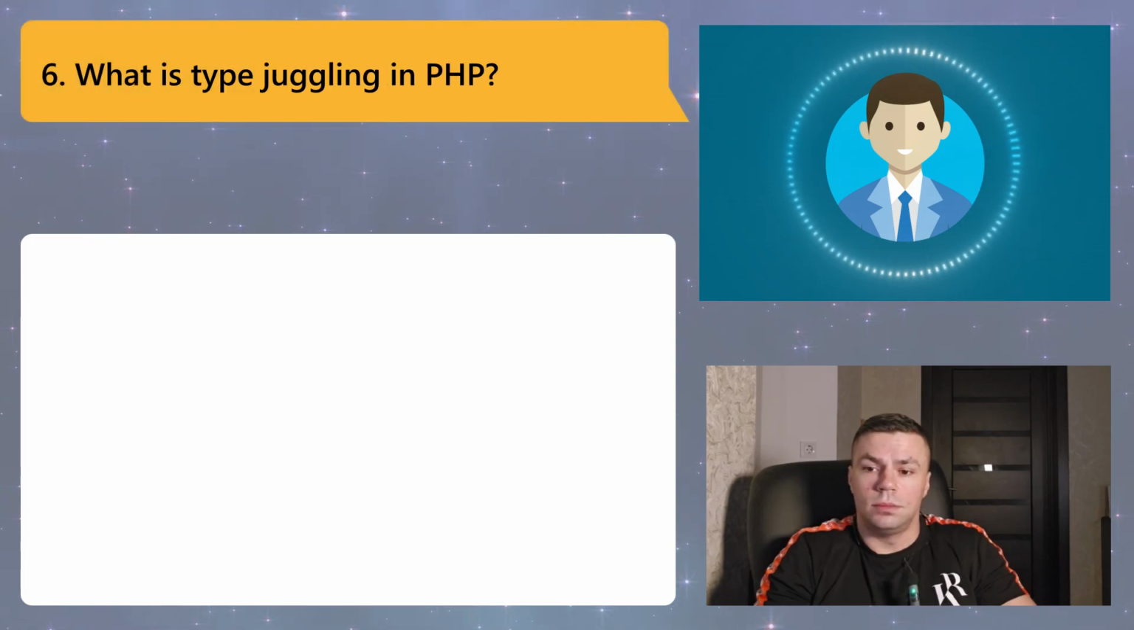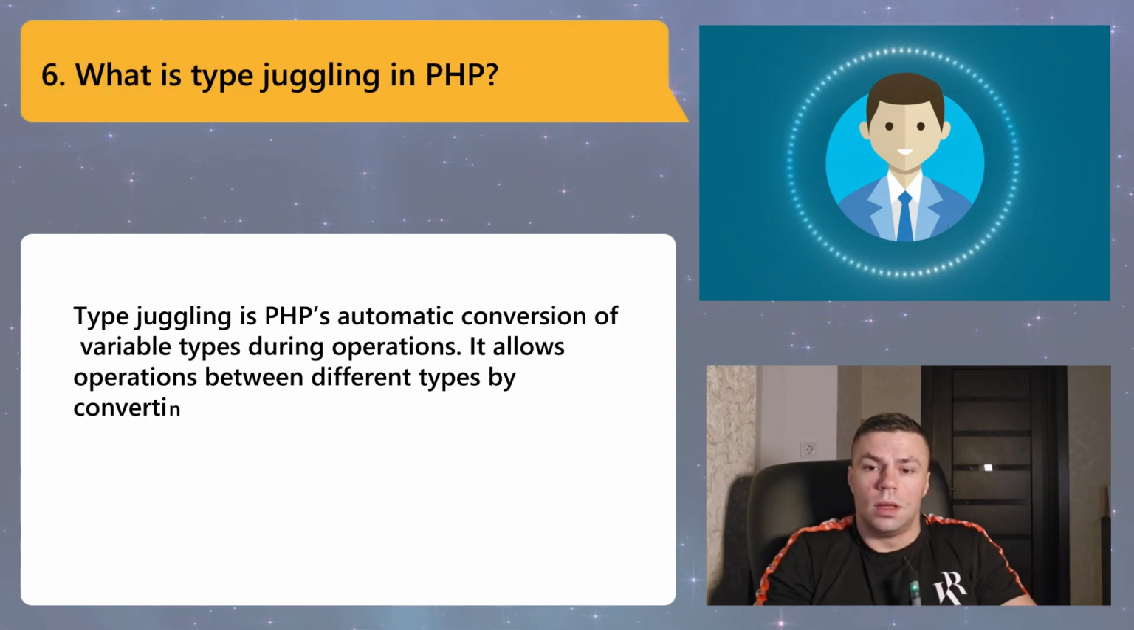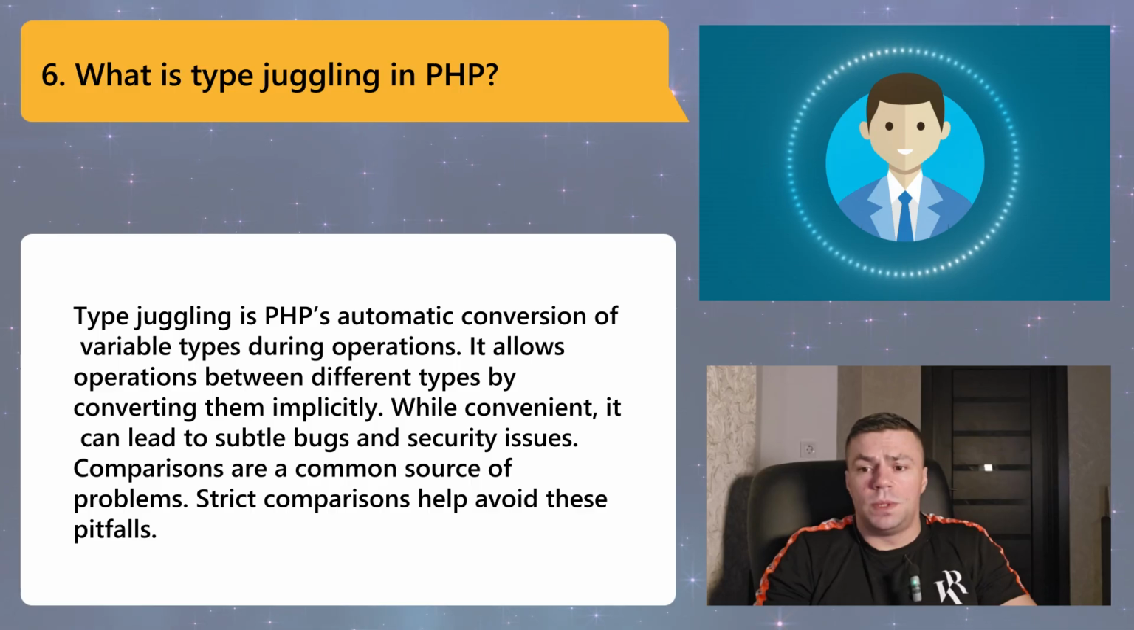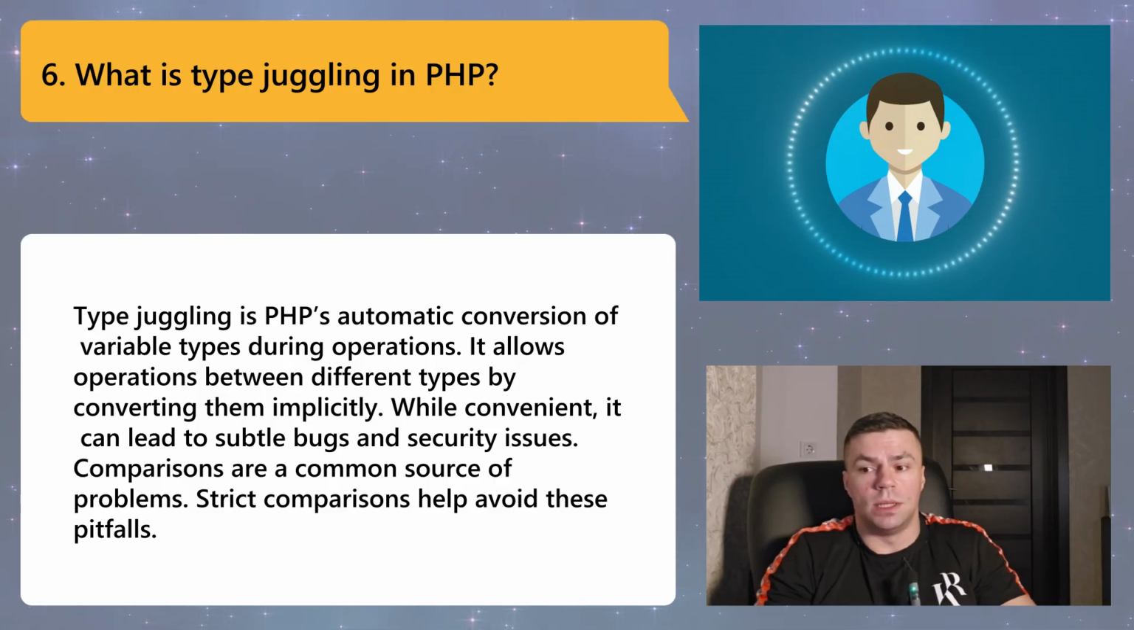What is type juggling in PHP? Type juggling is PHP's automatic conversion of variable types during operations. It allows operations between different types by converting them implicitly. While convenient, it can lead to subtle bugs and security issues. Comparisons are a common source of problems. Strict comparisons help avoid these pitfalls.